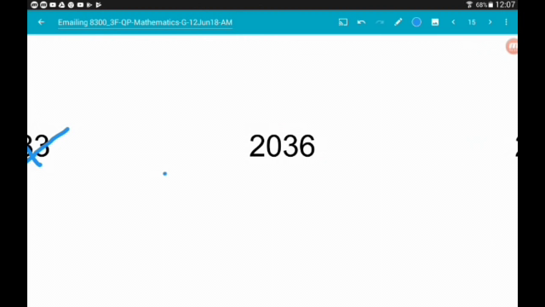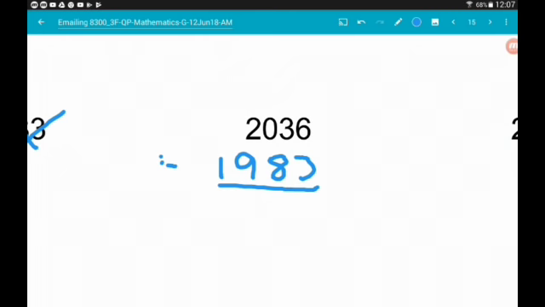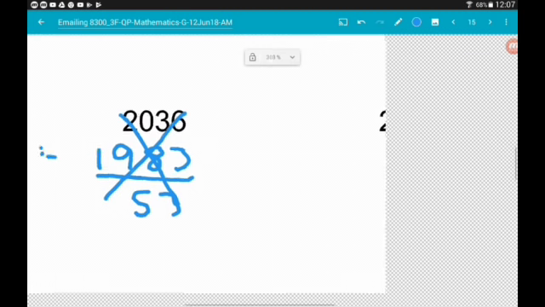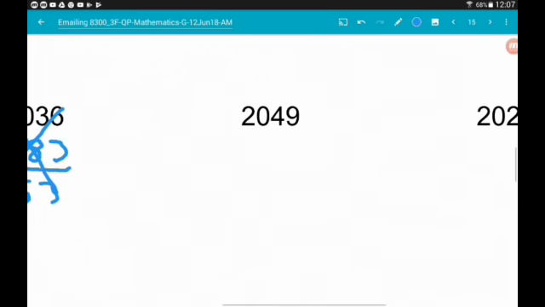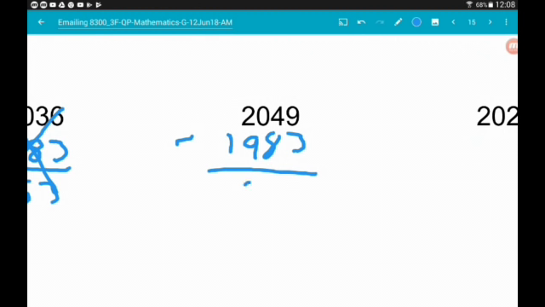If we do 2036 minus 1983, then we get 53 years. 53 is not a multiple of 6, so that's out. 2049, if we do that minus 1983, we are going to get 66, which is a multiple of 6. So this is our winner.